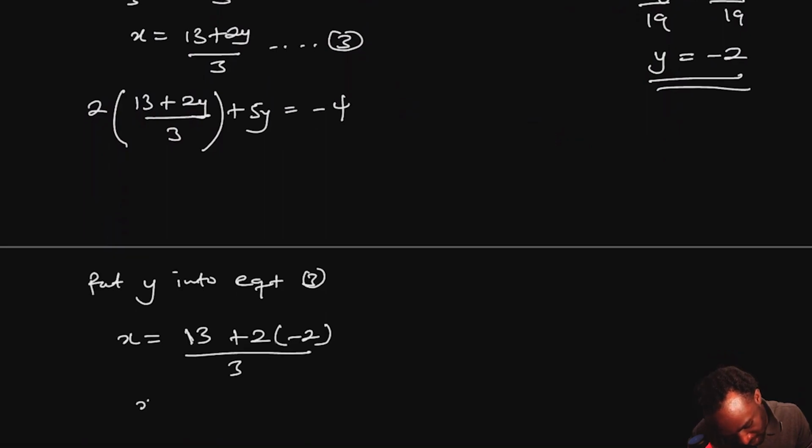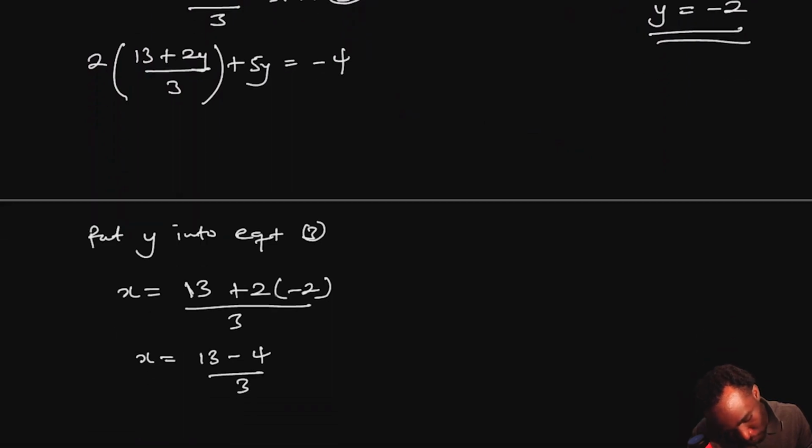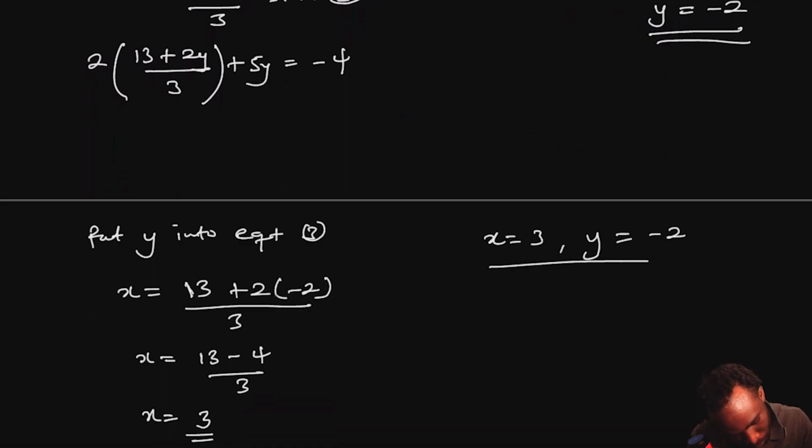x is going to be equal to 13 plus minus 4, because we multiply this out, so 13 minus 4 all over 3. If you do this, you get x equal to 9 over 3, which is 3. So therefore x is equal to 3, and y is equal to minus 2. So this is our result.